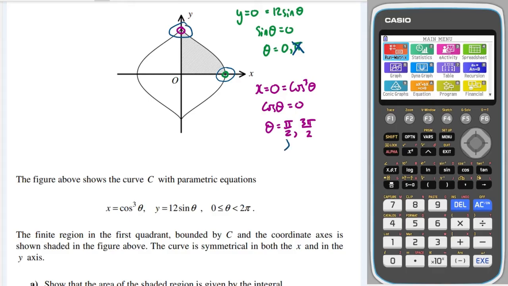So let's sub in here. Sine of pi over 2 is 1, so that's going to give me 12, so that is going to be positive, so that's good. If I were to sub this in, sine of 3 pi over 2 is negative 1, so negative 12, so that's not the one we need to use. So these are our 2 limits, with the green one being the upper and the purple one being the lower.